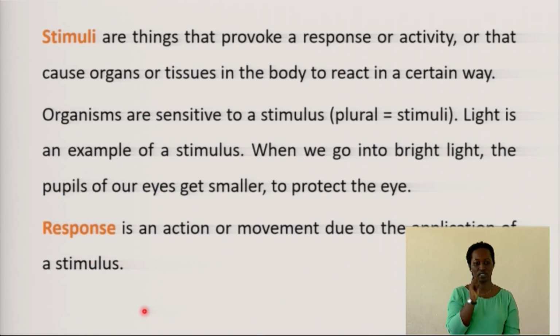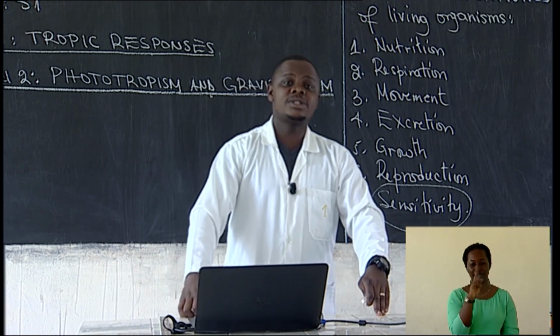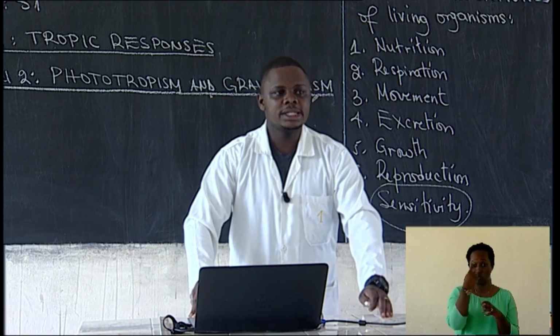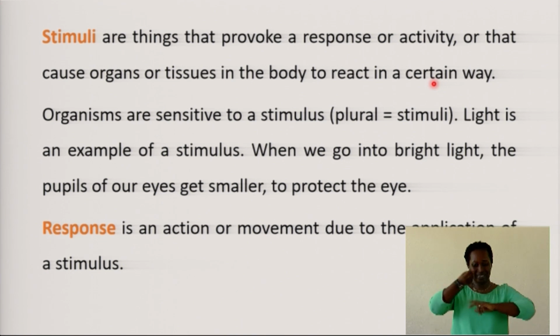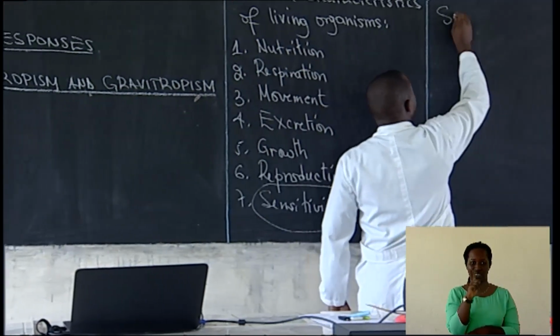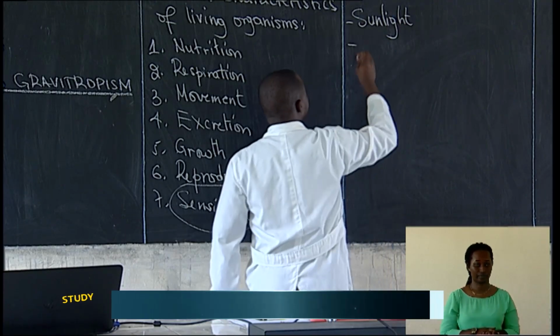Then from there, what is a stimulus? Actually, when it is one, we say stimulus. When there are many, we say stimuli. These are things that provoke a response or activity, or that cause organs or tissues in the body to react in a certain way. Do you know different examples of stimuli? Here we can talk about sunlight. This is an example of a stimulus.